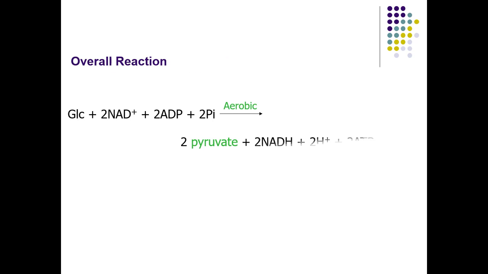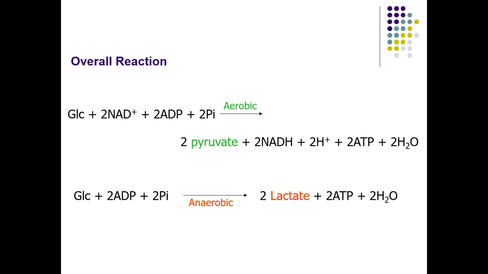So this is the overall reaction, which is very simple. In aerobic glycolysis there is the formation of pyruvate, while in anaerobic conditions there is the formation of lactate. Glucose, NAD and ADP are converted into 2 pyruvate, NADH2, nicotinamide adenine dinucleotide, and ATP, adenosine triphosphate, is utilized.